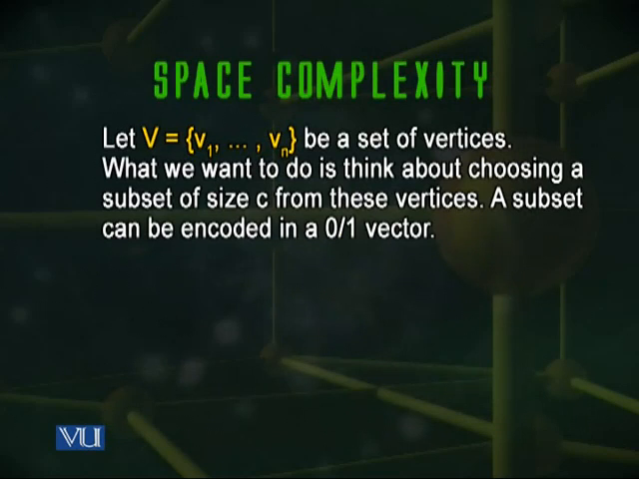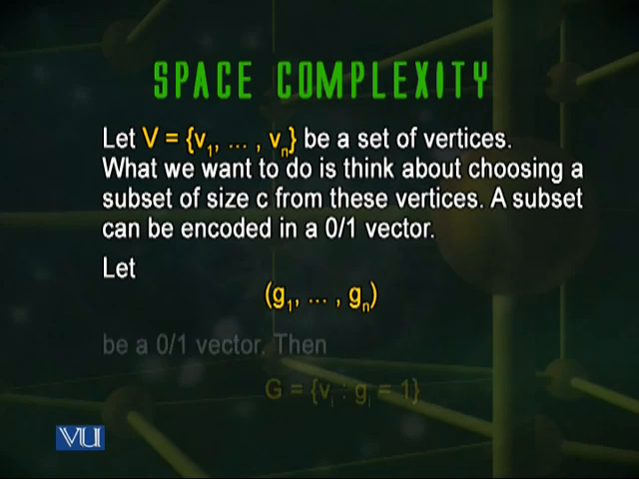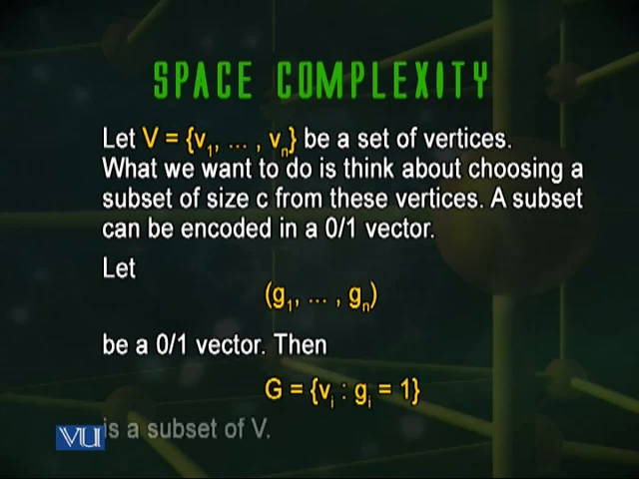What we want to do is think about choosing a subset of size C from these vertices. A subset can be encoded as a 0, 1 vector. Let us say that we take a vector G1, G2 up to Gn, which is a 0, 1 vector. Then we can define a subset capital G to be the set of all Vi such that Gi equals 1. And this would be a subset of V. So here's our guess set.